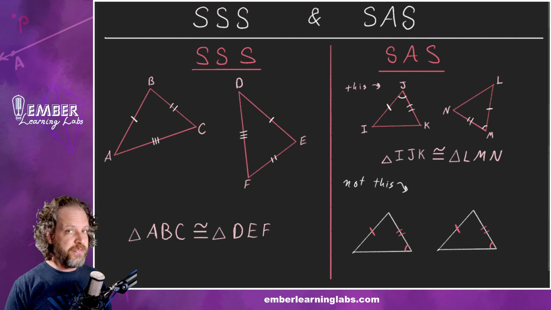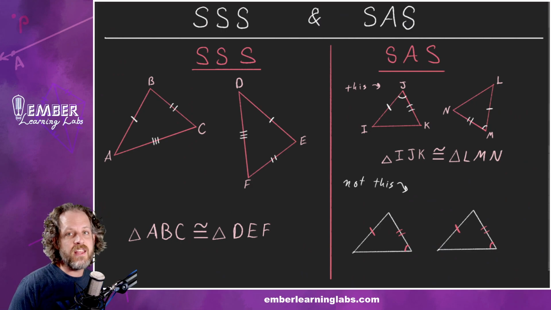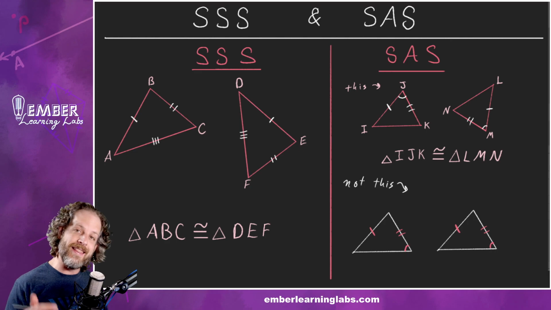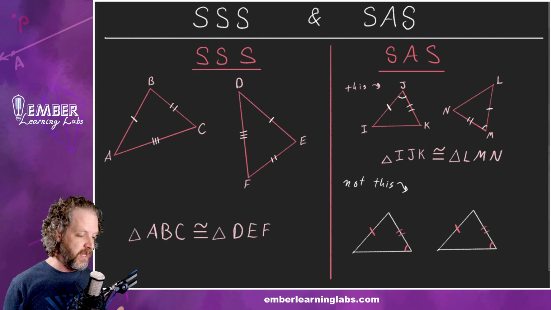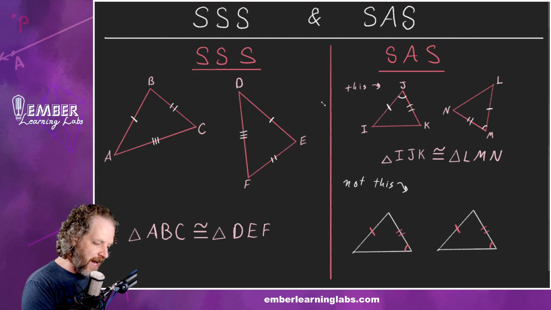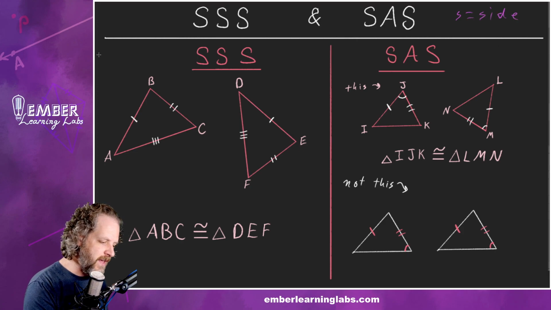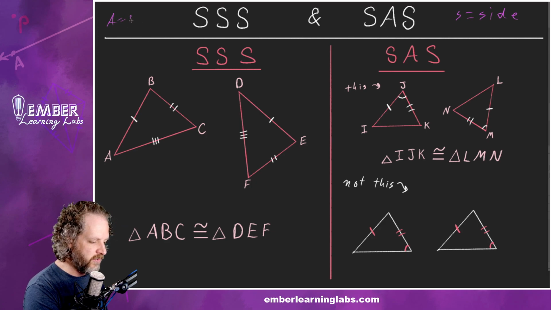So the two theorems, the two ways that you can prove triangles congruent in this lesson, we'll learn two more in the next one, are side, side, side, and side angle side. The S's equal side, and the A's equal angles, right? So that's what we're talking about.